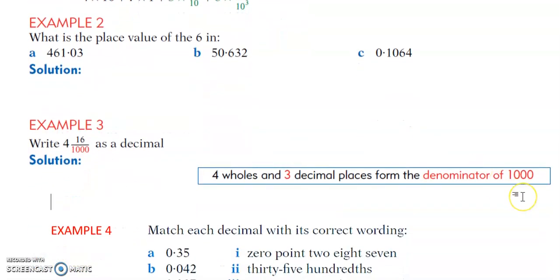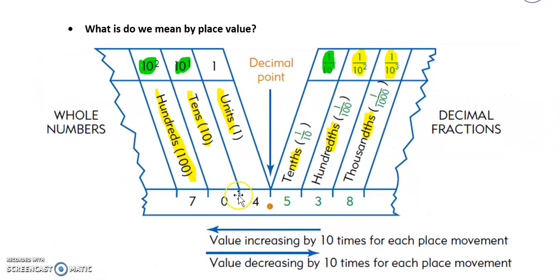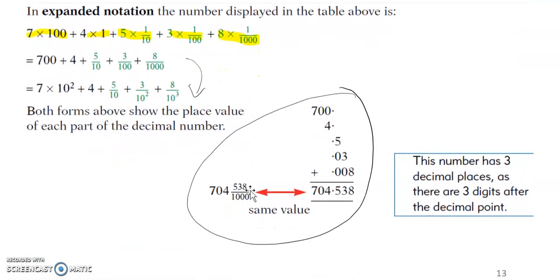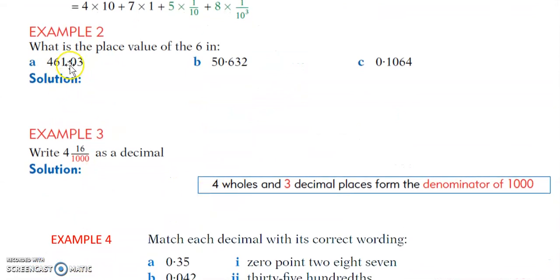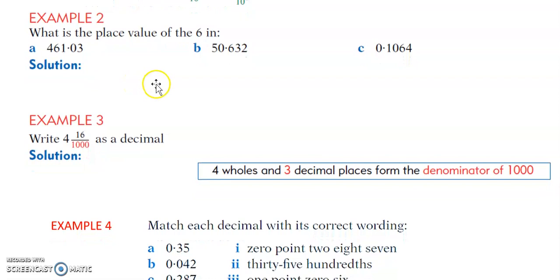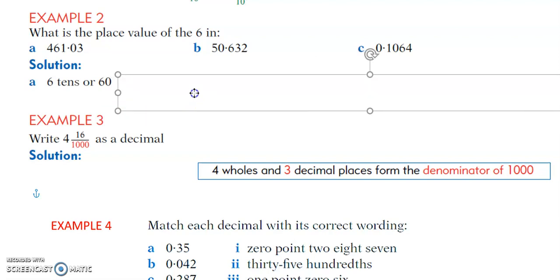In example 2, it says, what is the place value of the 6 in 461? We're thinking back to up here. Okay, it's on the left, so it's going to be a whole with an S, not a THS. So I've got my units and my tens, okay? And if you say the word, it helps you. So it's 460. Okay, so that tells me on the first one, it's 6 tens or 60.